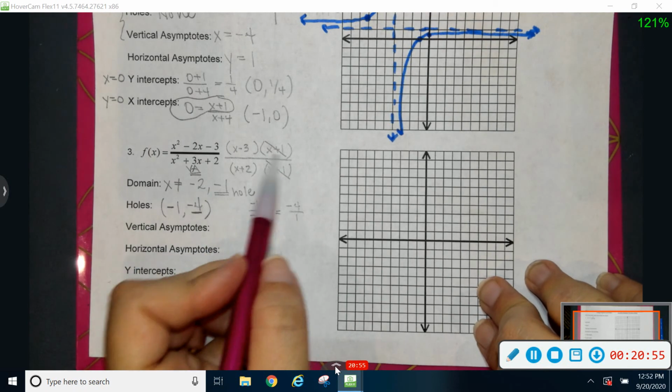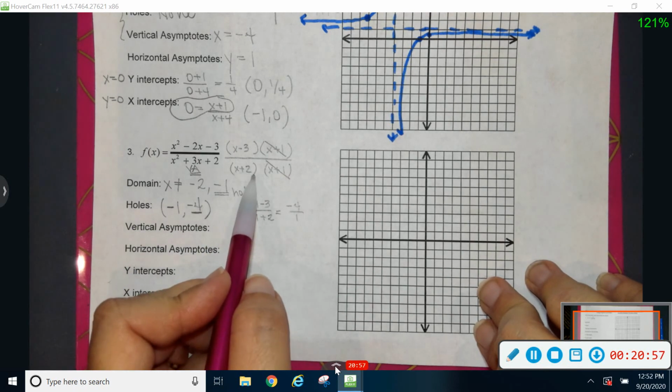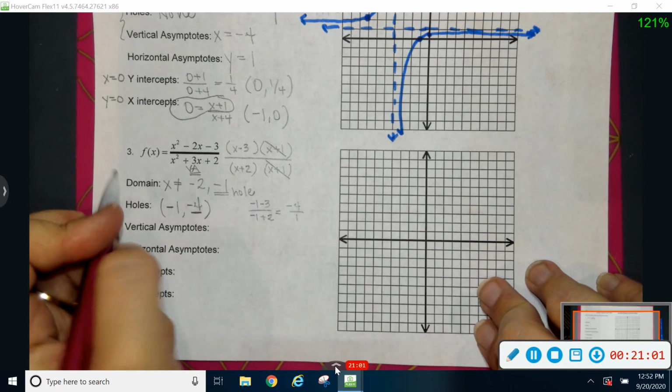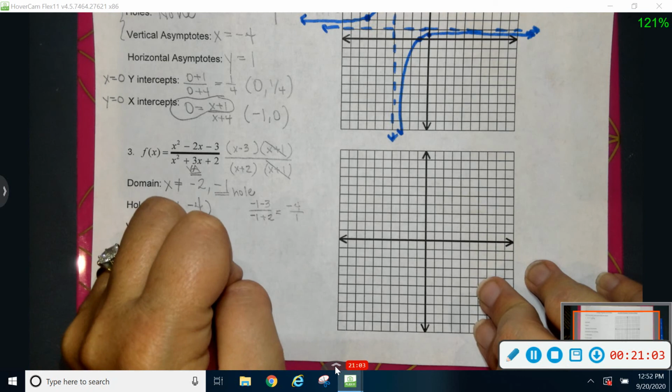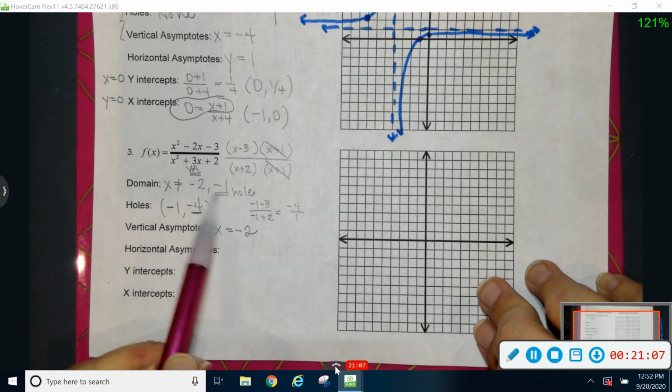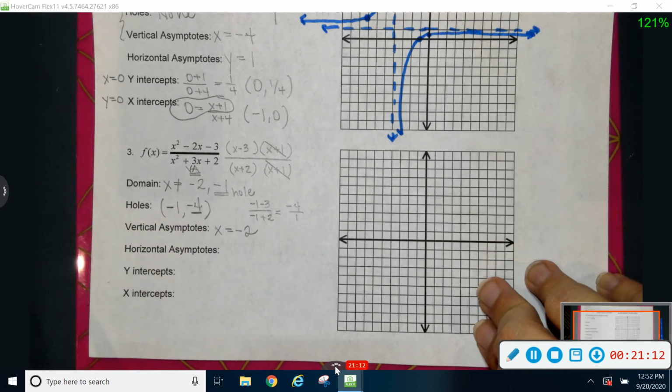So a hole occurs when I have a duplicating factor. Whatever's left over as a single must be a vertical asymptote like before. So I'm going to have a vertical asymptote at x equals -2. Everything in this list has to be accounted for as either a hole or a vertical asymptote. Horizontal asymptote plays by its own rules.